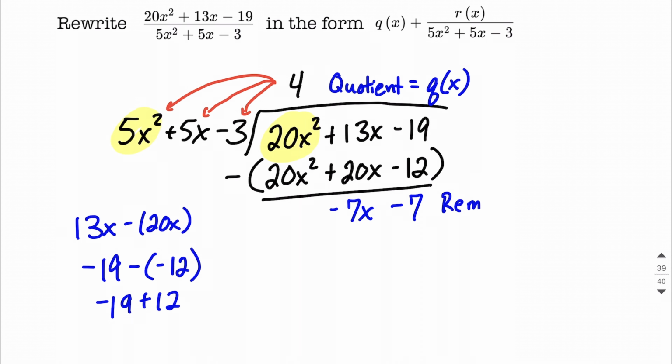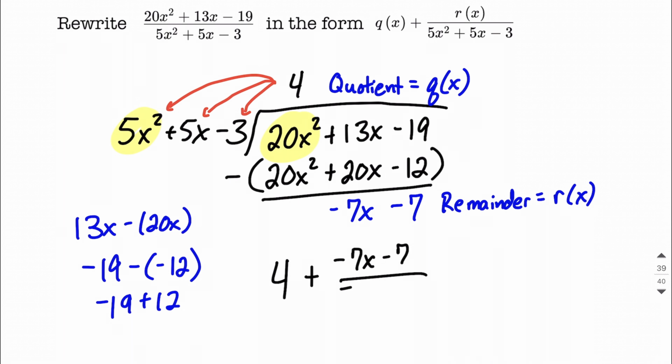And that's going to correspond with r of x in that form they want it in. Okay, so we can rewrite our 20x squared plus 13x minus 19 over 5x squared plus 5x minus 3 as 4 plus the remainder, negative 7x minus 7, over that divisor, 5x squared plus 5x minus 3. And we've rewritten that division of second-degree polynomials just how they wanted us to.